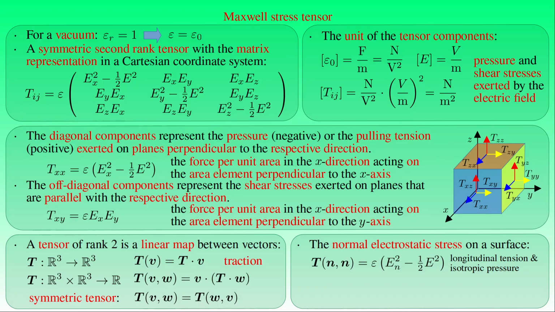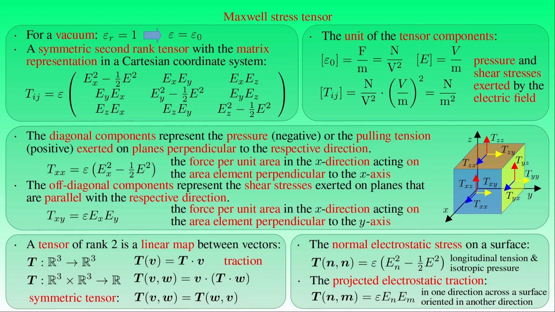We can also evaluate the Maxwell stress tensor at two unit vectors n and m, which gives the projection of the electrostatic traction in a given direction. This is equal to epsilon times the product of the components of the field strength E in the directions of the vectors n and m, describing the traction in the direction of the unit vector m across the area element oriented in the direction of the unit vector n.